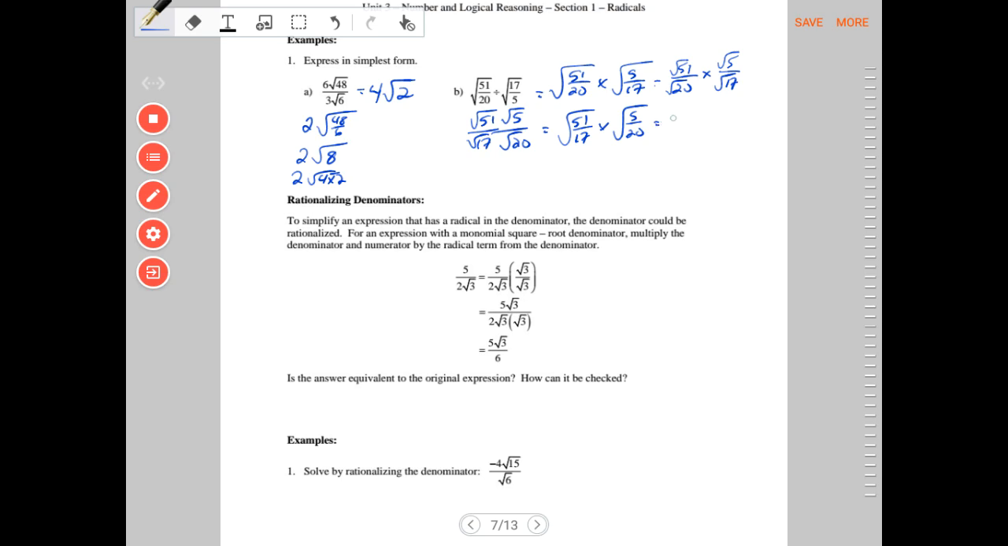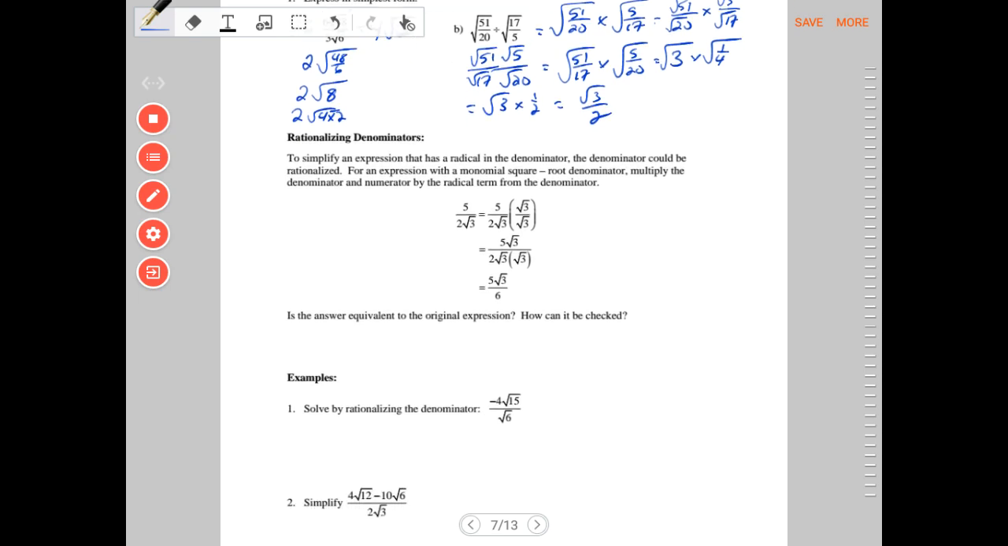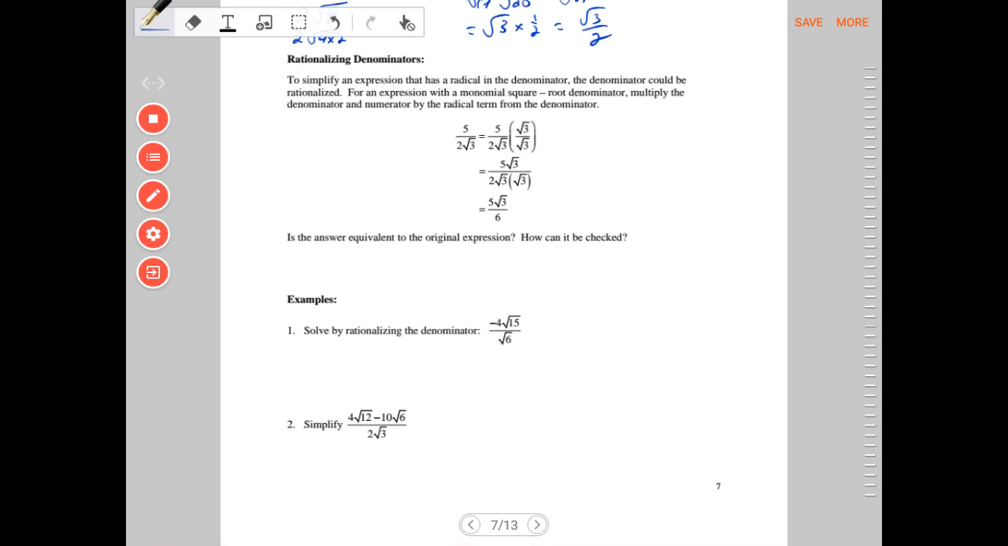So that becomes root 3 times root 1 over 4, okay? So the root 3 can't be simplified, but 1 over 4 is a perfect square, so that becomes times a half, so that's root 3 over 2. Okay, that was fun. Good thing I left lots of space for that one.